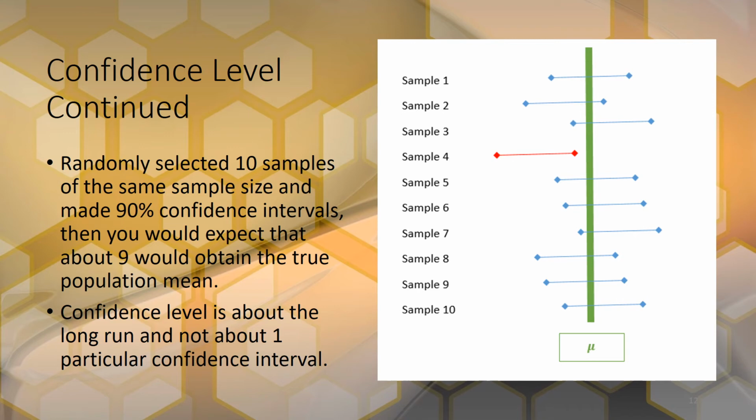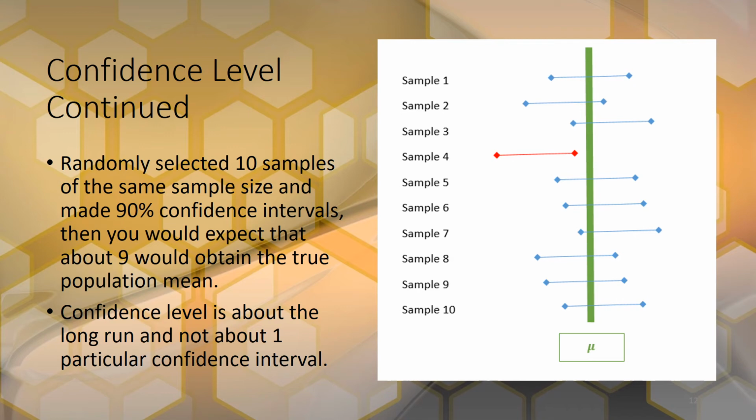So confidence level is not about one particular confidence interval, because we don't know if it really contains the true population mean or not. We don't know if we have a blue confidence interval or if we have a red one. We don't really know when we just take one at a time. But what we do know is in the long run about 90% of the confidence intervals that we calculate will contain the true population mean, as long as the central limit theorem holds up.